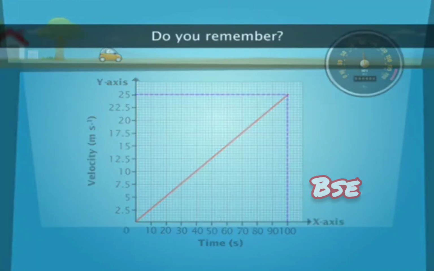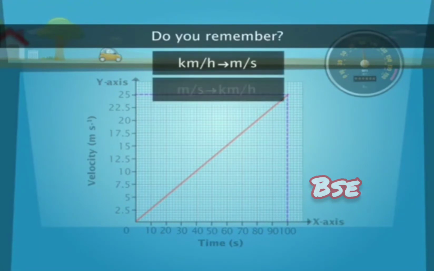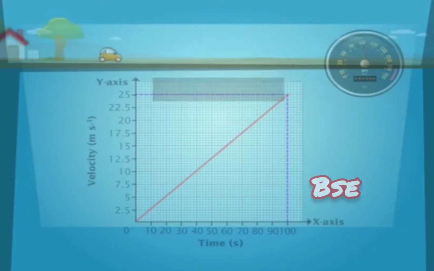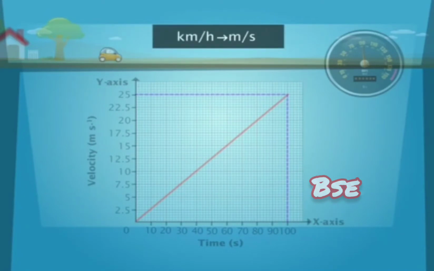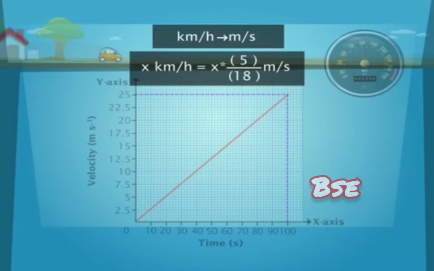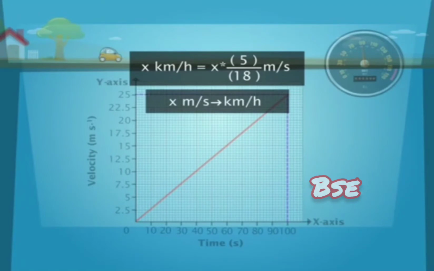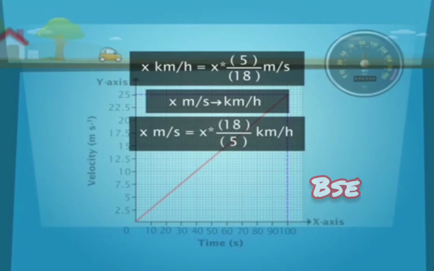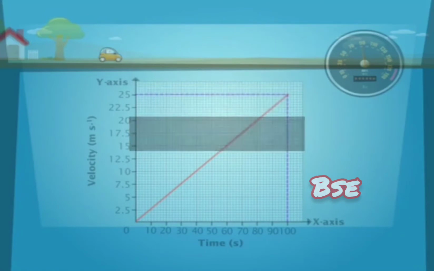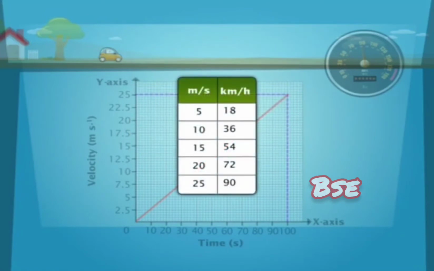Do you remember the conversion from kilometers per hour to meters per second and vice versa? Here is a quick recall of the conversion. To convert a value from kilometers per hour to meters per second, multiply the value by the factor 5 by 18. And to convert a value from meters per second to kilometers per hour, multiply the value by the factor 18 by 5. Shown on screen are a few converted values.